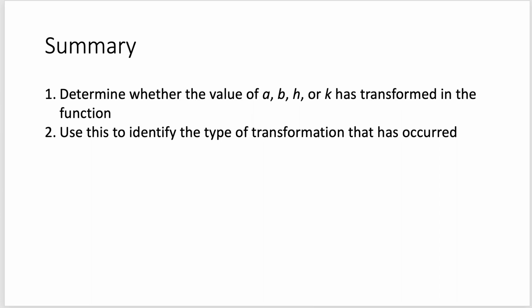So in summary, you're going to determine any transformations by figuring out whether the values of a, b, h, or k have transformed in the function equation. And then you're going to use this to identify the type of transformation that has occurred.